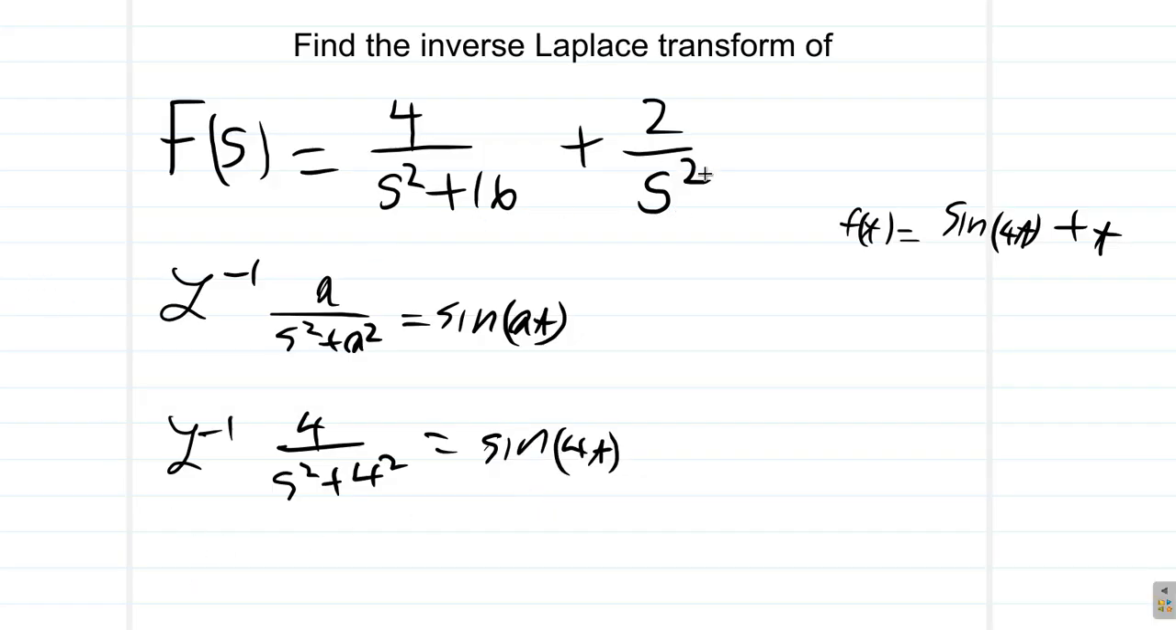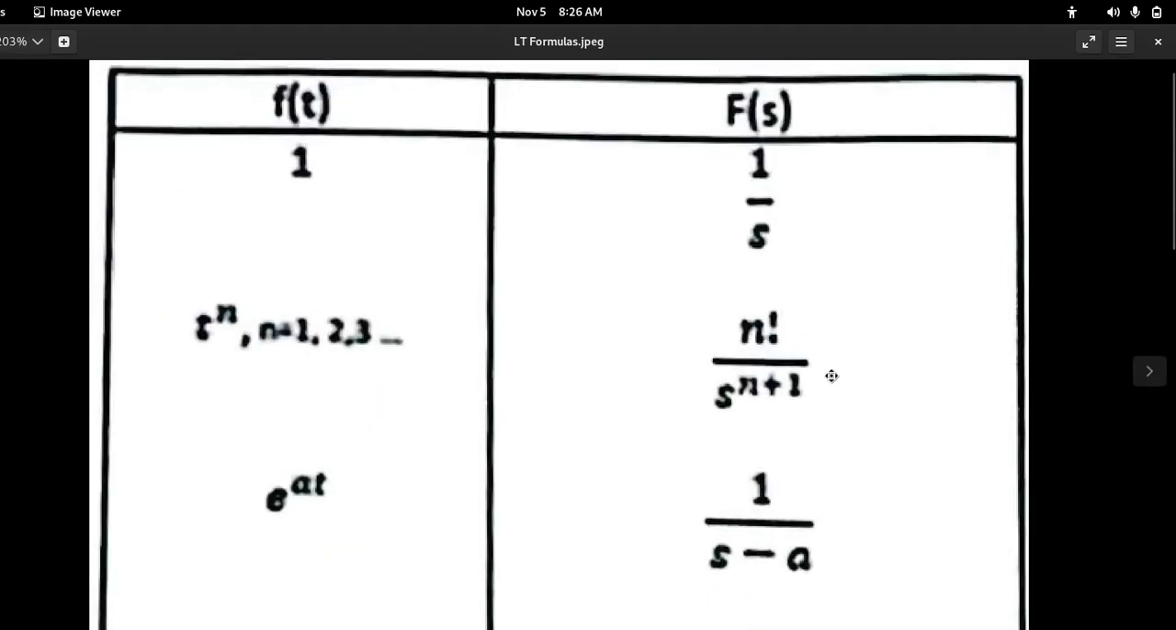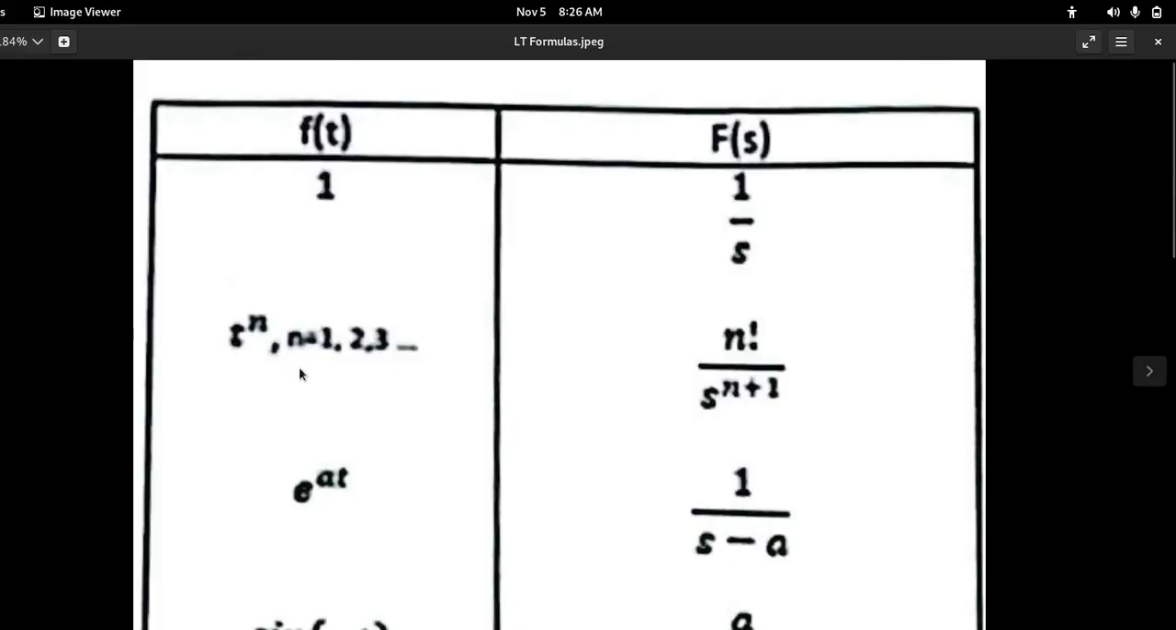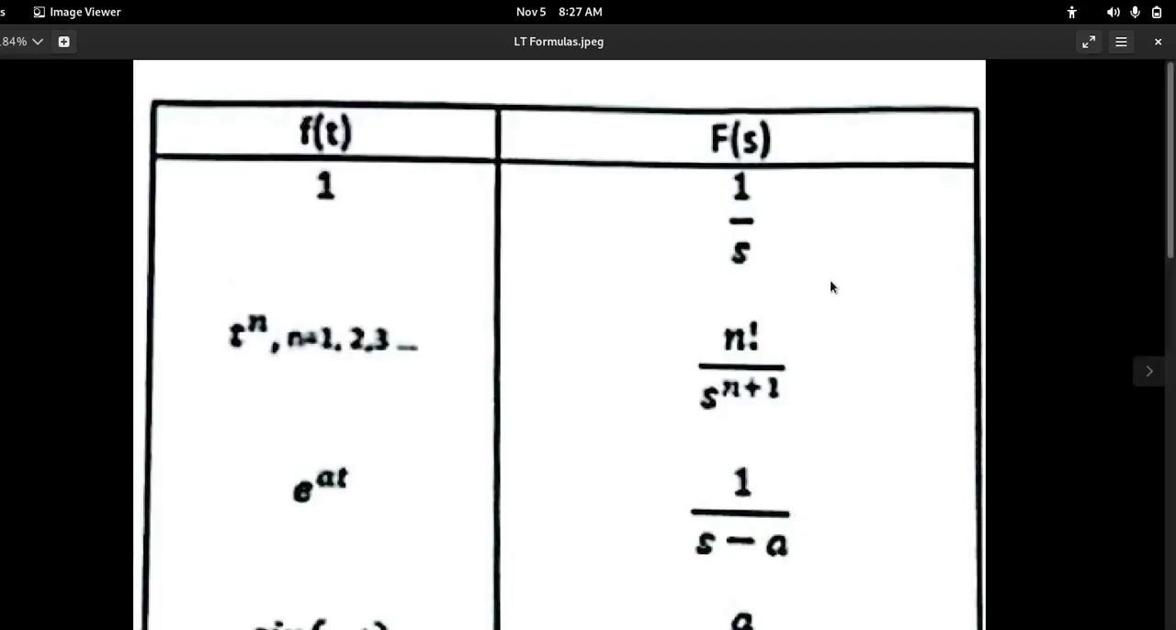What about the 2 over s squared now? Let us see how that goes. Now, the Laplace transform of t to the n gives you n factorial over s to the n plus 1. So the inverse Laplace of n factorial over s to the n plus 1 is t to the n.